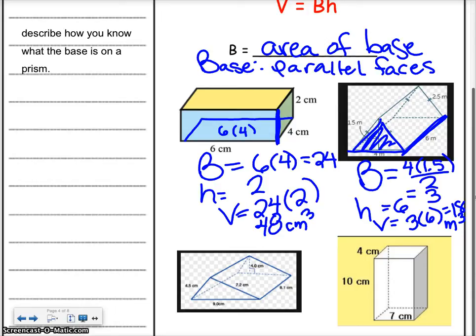You see that strategy? The biggest thing is I calculate big B first. Big B means area of the base. It gets tricky with triangles, because sometimes kids think the 6 is the height, or they think the 1.5 is the height of the prism. The height of the prism is whatever connects the two faces. So I need to get to the other parallel face. This then would be the height.